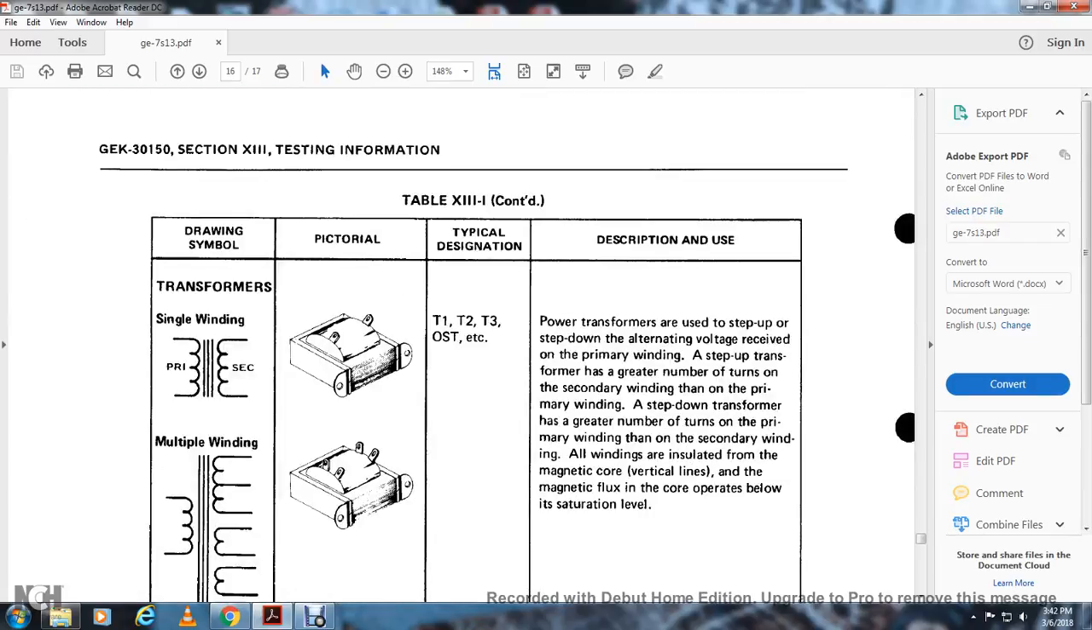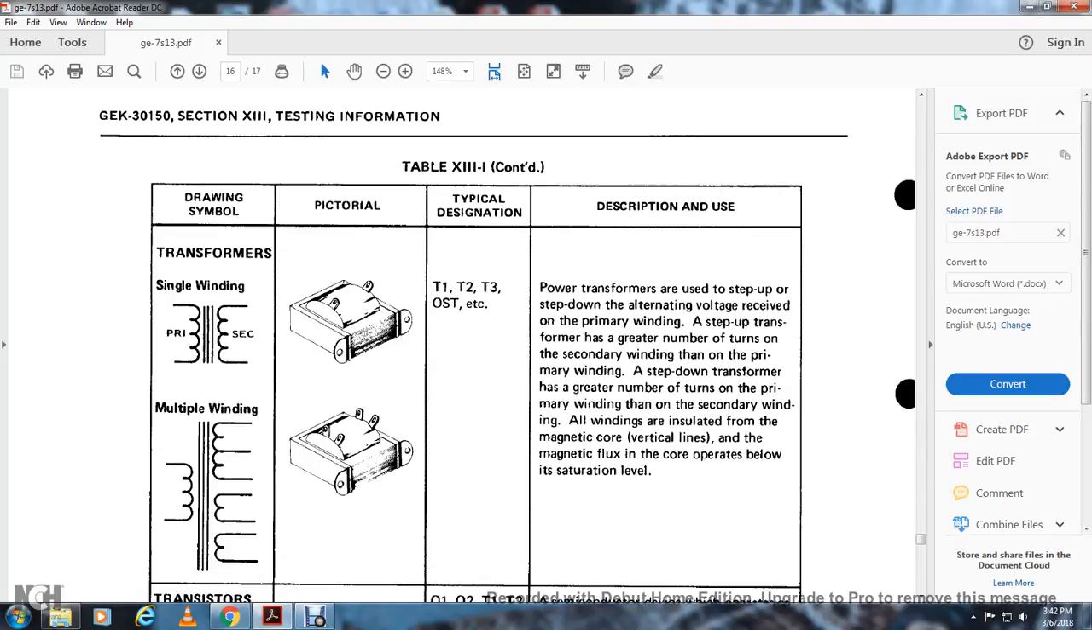Your transformers are bubble-shaped coils with PR1, PR2, and SEC, with three lines in the middle, which stands for a pictorial of the core of the transformer. Single winding T1, T2, T3. Multiple windings have three different currents with three more windings on the right side or left side.